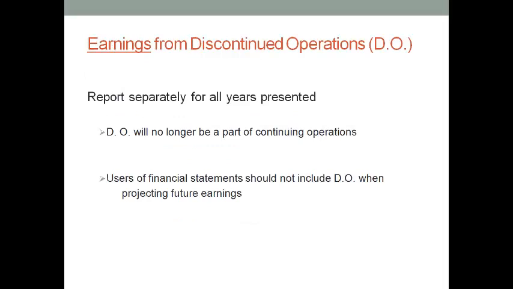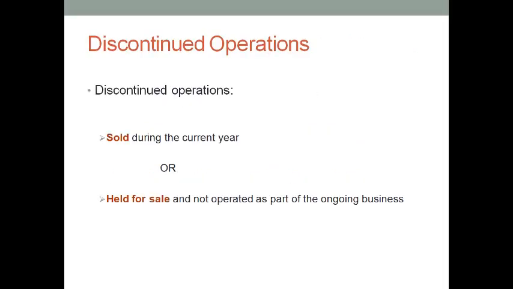Earnings from discontinued operation are reported separately for all years. Discontinued operations will no longer be a part of continuing operations. Users of financial statements that attempt to project future earnings should not include discontinued operations. Discontinued operations are either sold by the end of the current year or are held for sale and not operated as part of the business.